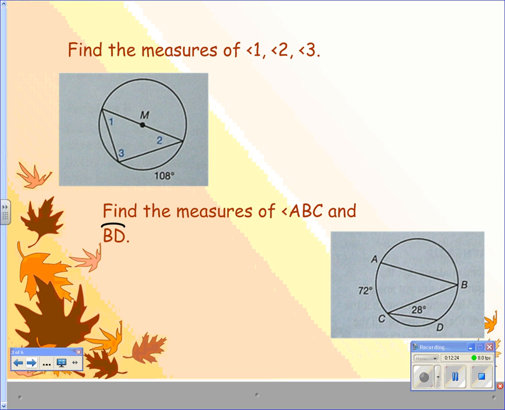All right, see if you can find the measures of angle ABC and arc BD. Okay, any ideas what angle ABC would be? Why would it be 36? The arc is 72, so half of that is the angle. Okay, what about arc BD? Why 56 degrees? Double the angle. Does that make sense?